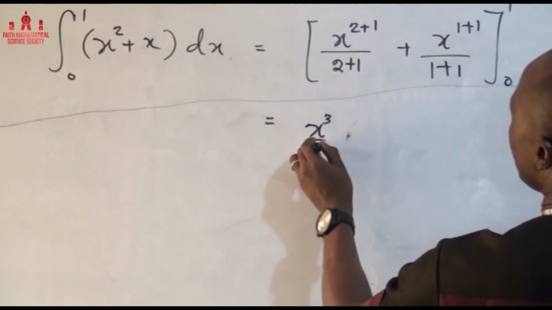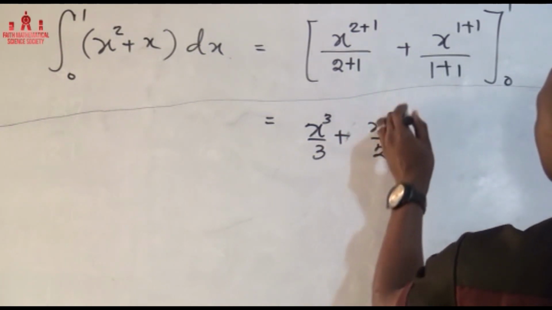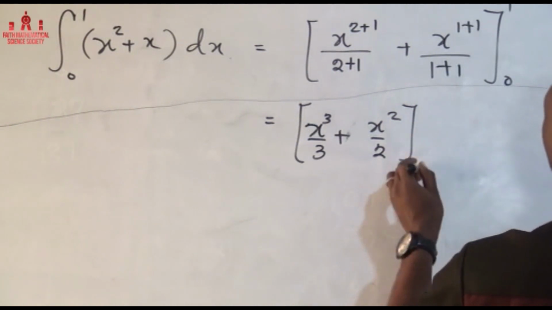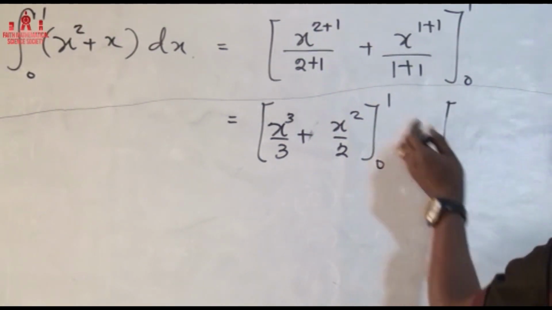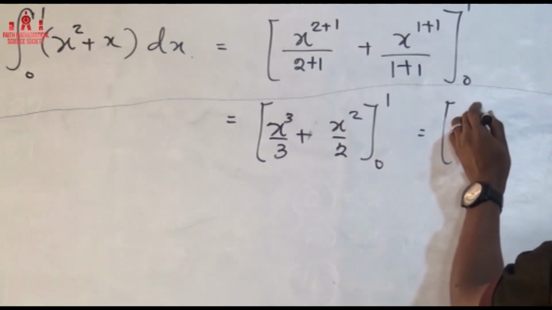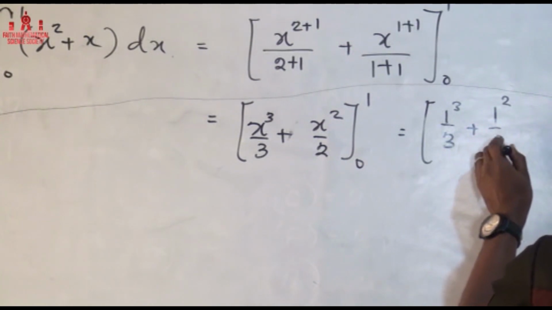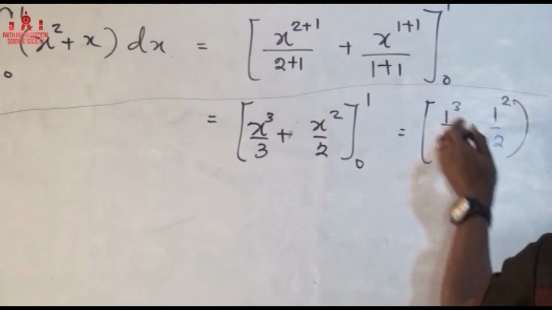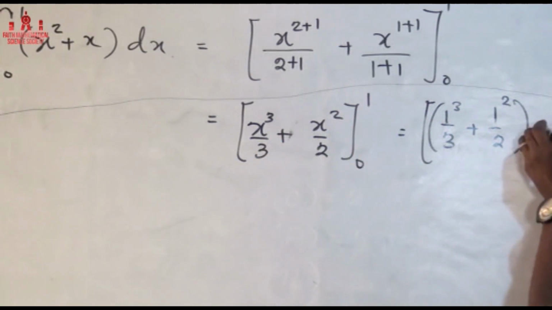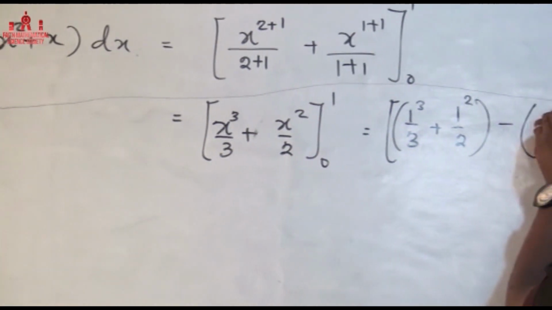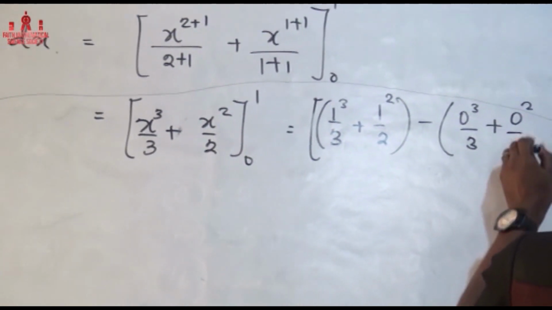and you have x cubed over 3 plus x squared over 2. This is from 0 to 1, and that will give you, substitute 1 into this, that will give you 1 cubed over 3 plus 1 squared over 2, and if we substitute 0 into this, you have 0 cubed over 3 plus 0 squared over 2.